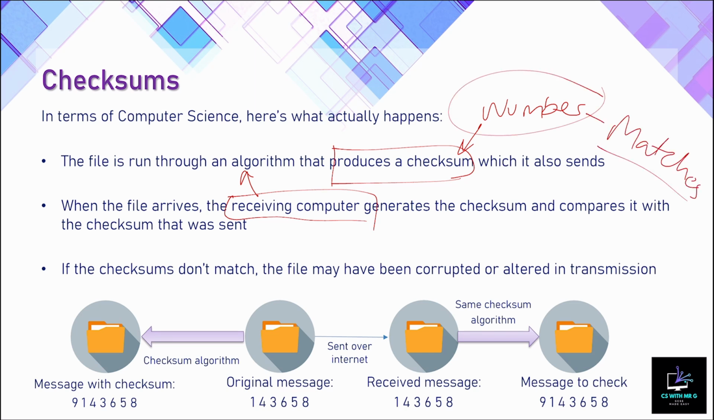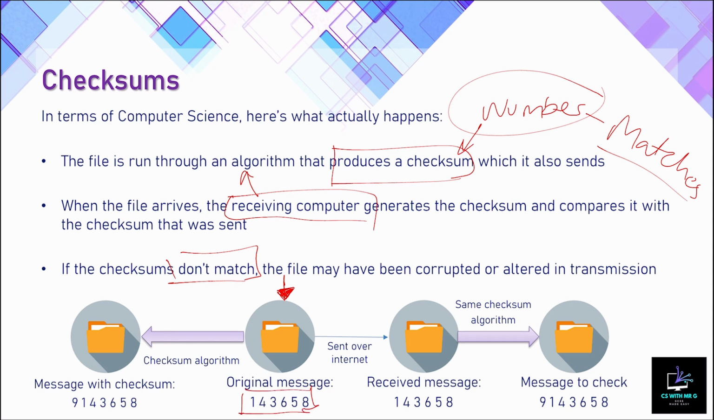So the same algorithm is applied on both ends to see if the number matches. Okay? Now, if these numbers don't match, there's clearly an error and the file might have been corrupted or altered in some way during the transmission. So in the diagram below, we're going to start off with this one here. Okay, this is the file that we're sending. The original message contains the number 143658. So this is the original message.